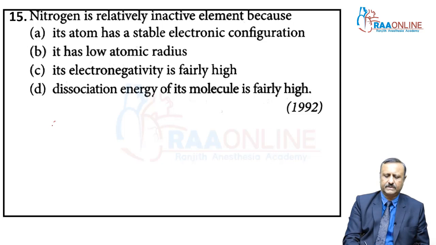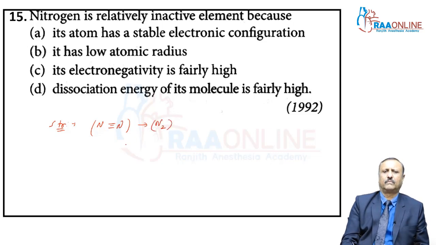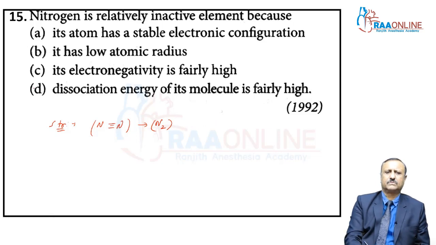My dear students, when you see the structure of the molecule, a triple bond N molecule is present, and we can see this triple bond enthalpy is very high, or the bond dissociation energy is very high, due to this smaller molecule of nitrogen. So, N2 is always formed while P2 is not formed. So, my dear students, you can go to the answer D, dissociation energy of its molecule is fairly high.